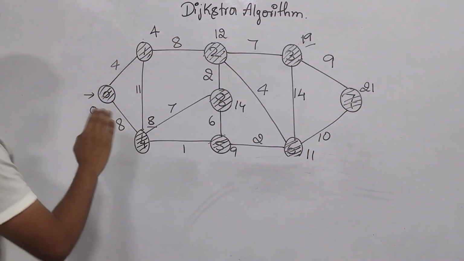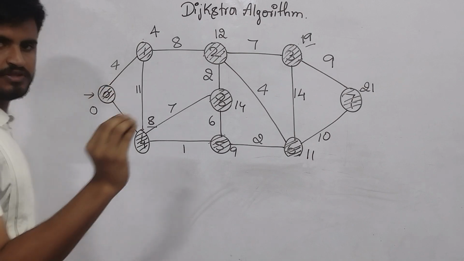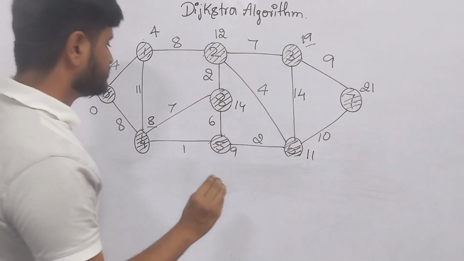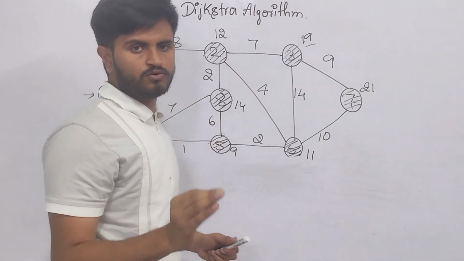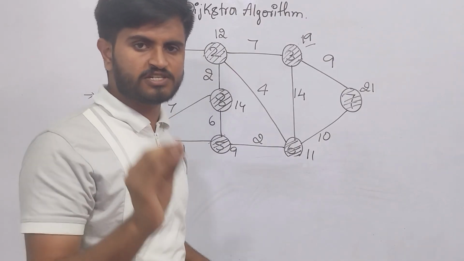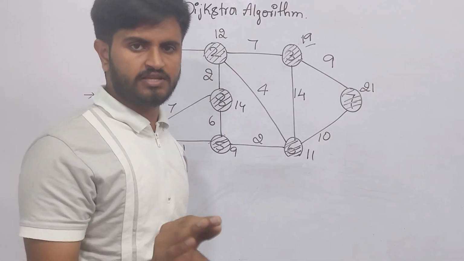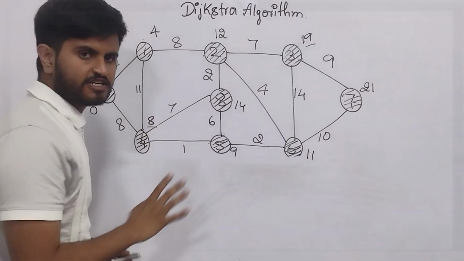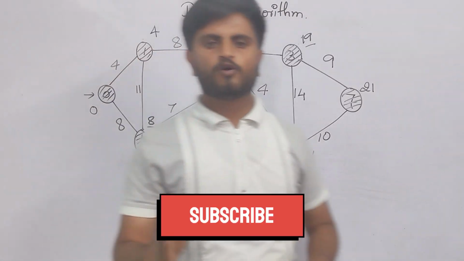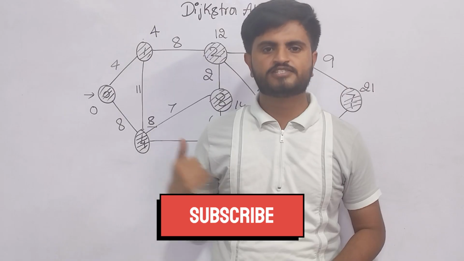Now if you see, we have traversed with the least cost, with the smallest value, which was the formula we used: d of u plus cost of u comma v must be less than d of v. Then we will be updating the smallest value among both of them. Hope you understood the concept of the Dijkstra algorithm.